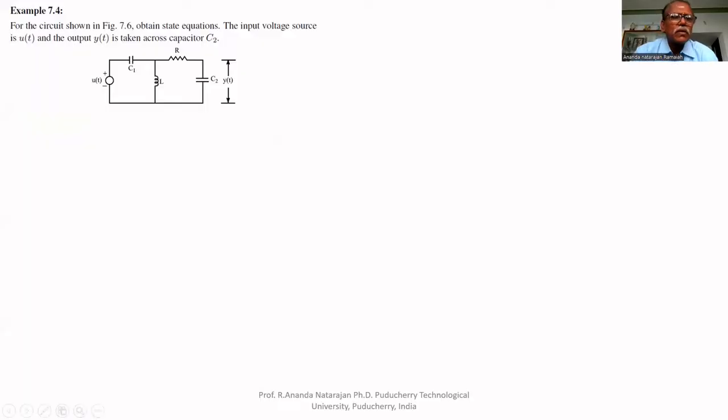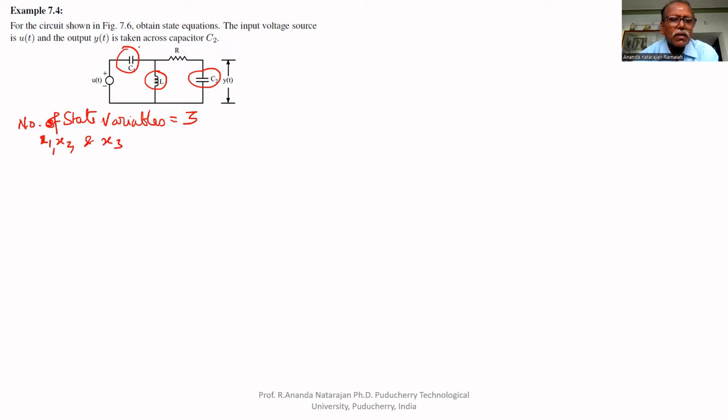Today we are going to see one more problem on state space modeling. For the circuit shown in the figure, obtain the state equations. The input voltage source is u(t) and the output y(t) is taken across the capacitor C2. There are three energy storage elements, C1, C2 and L. That's why the number of state variables is equal to 3. Let them be x1, x2 and x3.